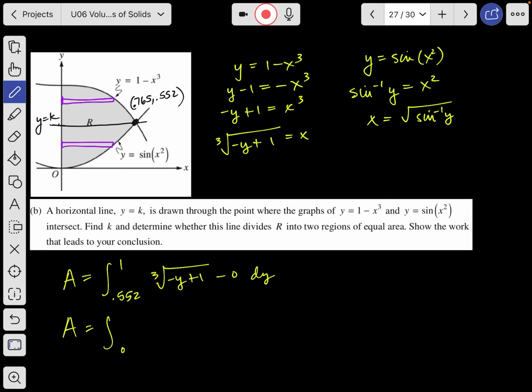And then the area of the bottom goes from 0 to 0.552, and that is the right function minus the left, the inverse sine of y, minus 0, dy. And when we take these both to Desmos, we get for this first one 0.257 units squared, and for the bottom one 0.276 units squared.